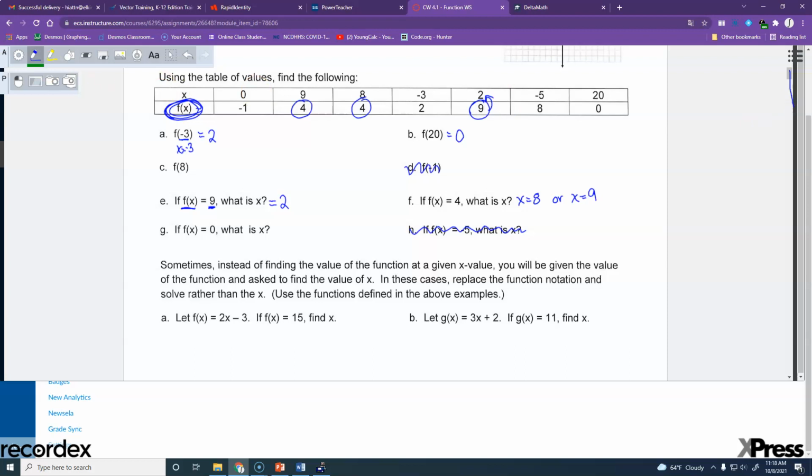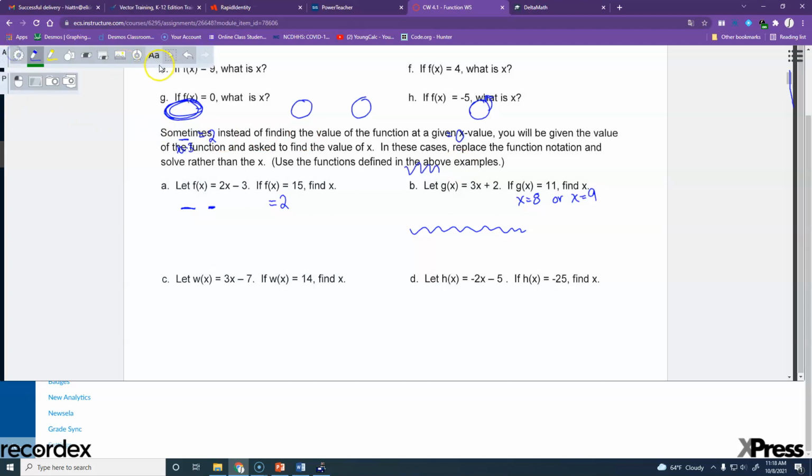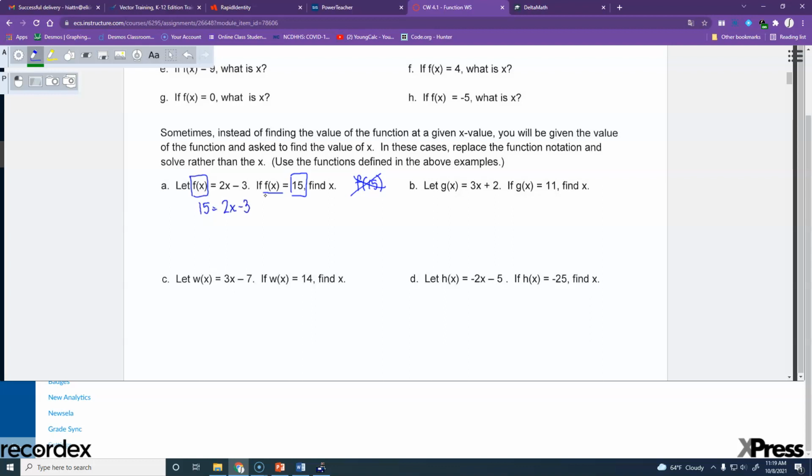Scroll this up. All right, so here they give you f of x. They say if f of x equals 15. So they're not saying f of 15. If they say f of 15, it just means plug in 15, right? But that's not what they're saying. They're saying f of x equals 15. So when we see it this way, we have to take f of x and replace it with 15. So I'm going to have 15 equals 2x minus 3.